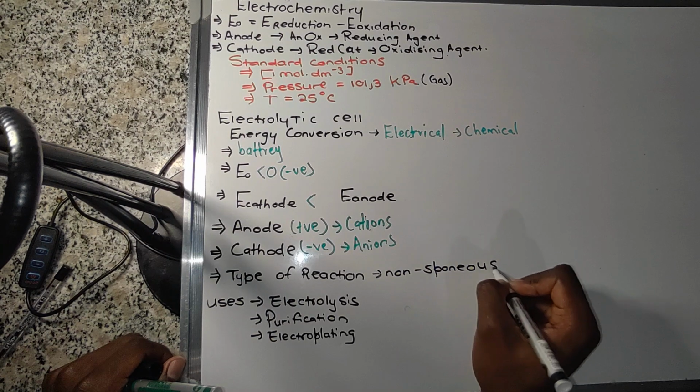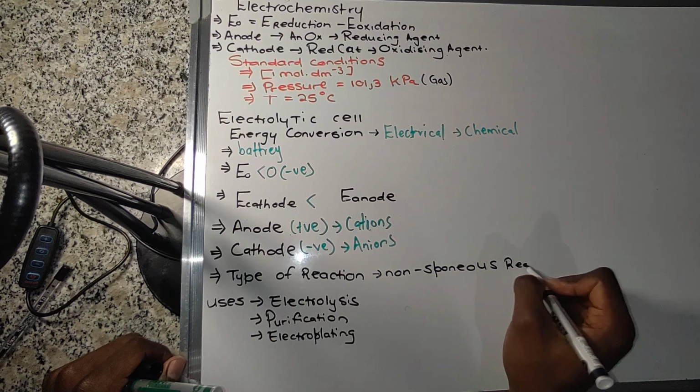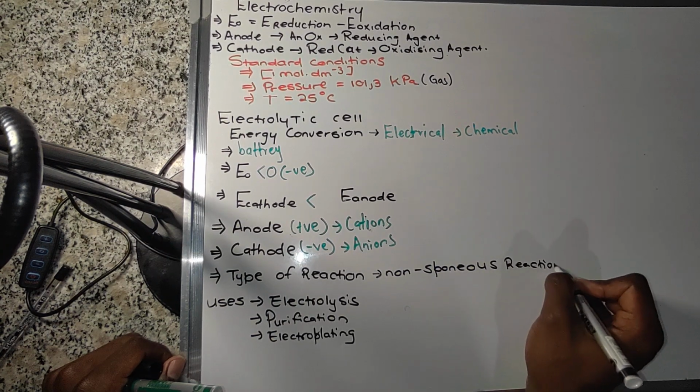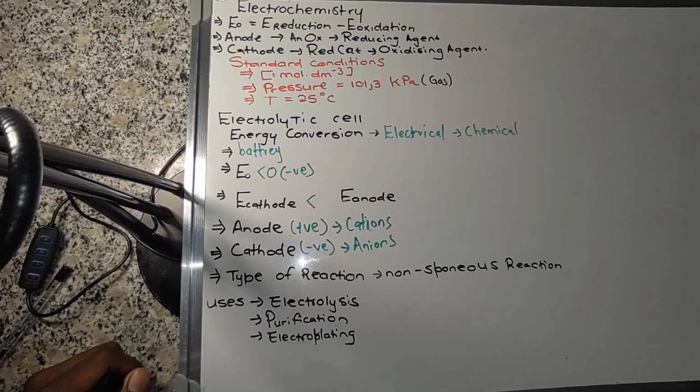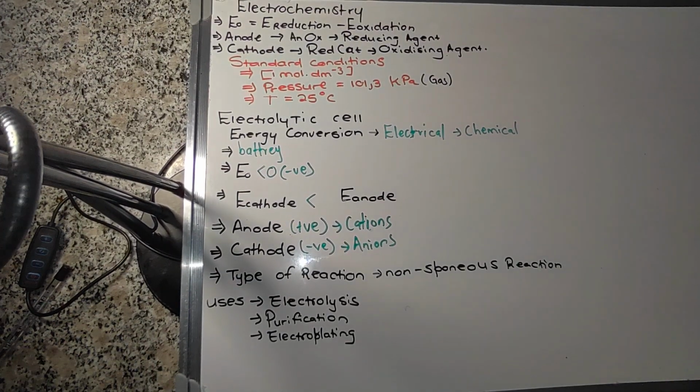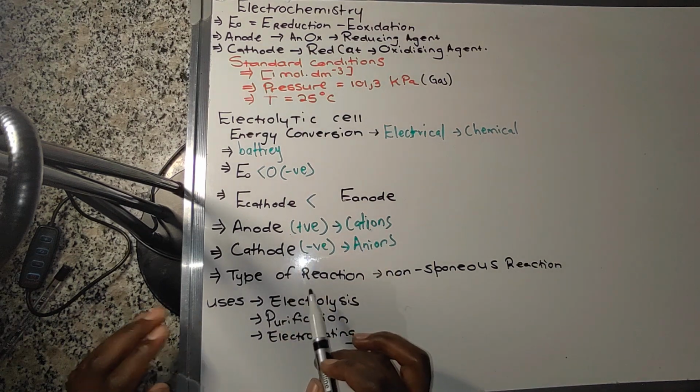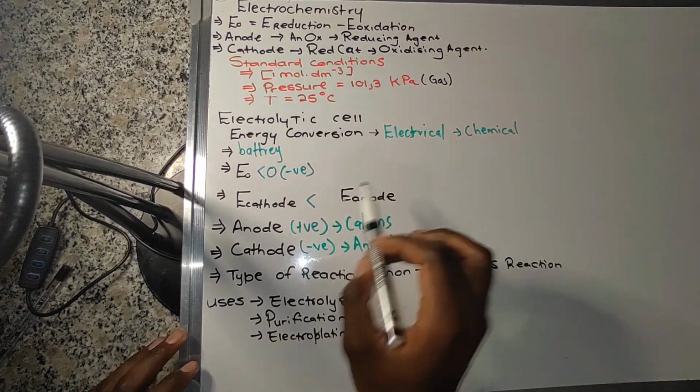We say this is a non-spontaneous reaction. So this is a non-spontaneous reaction taking place. I hope it makes sense. Now, as we continue, there are different uses of an electrolytic cell.